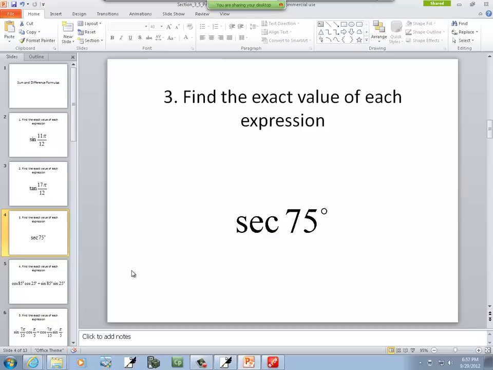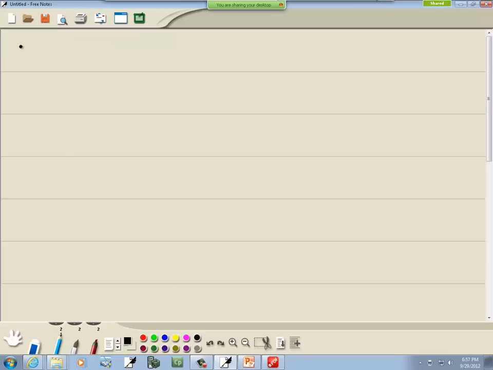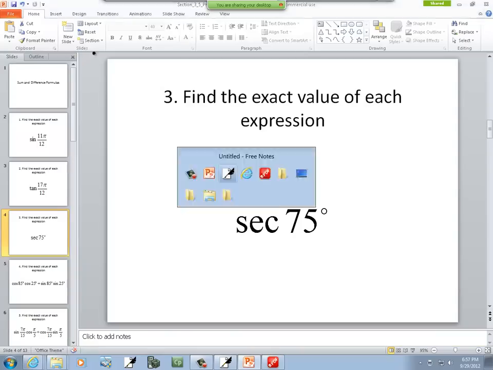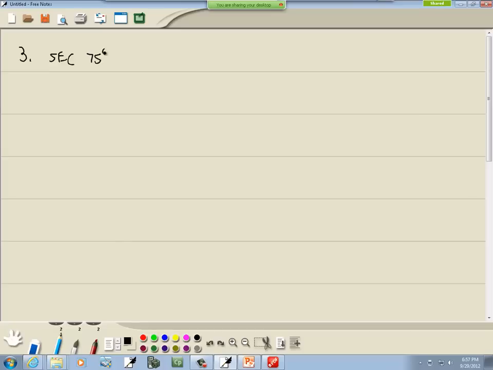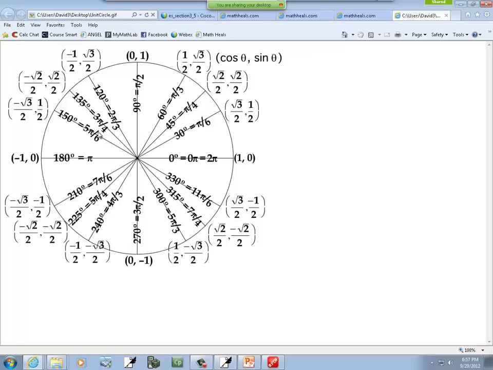Okay, so let's look at our next problem. Find the exact value of each expression. In this one, we're trying to rewrite the 75 degrees as two angles added or subtracted to give you that. I'm not very good with decimals, so let me look here. The difference is 75.